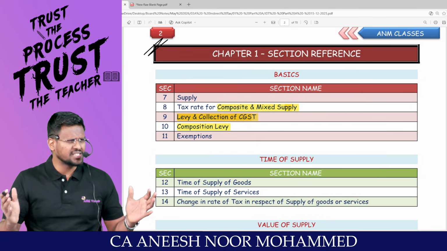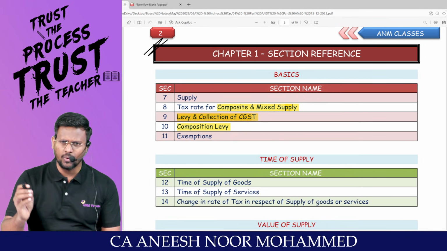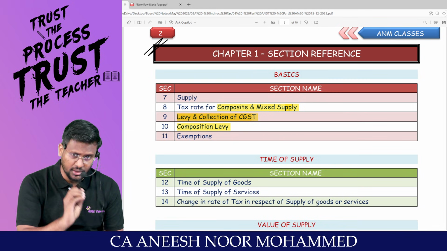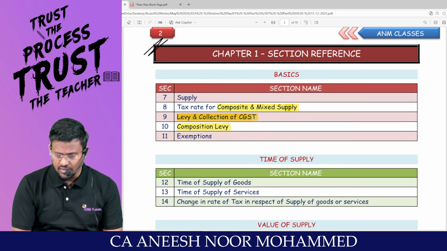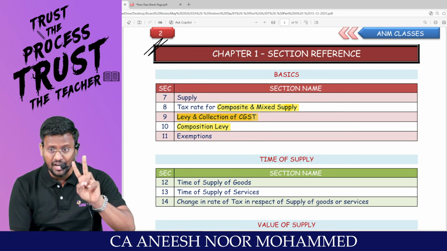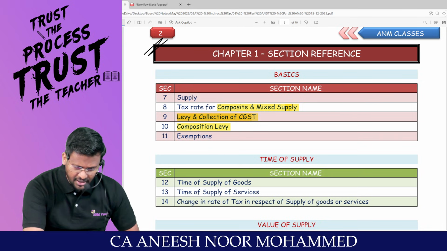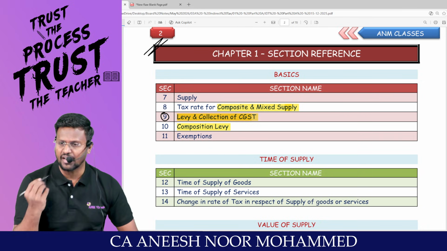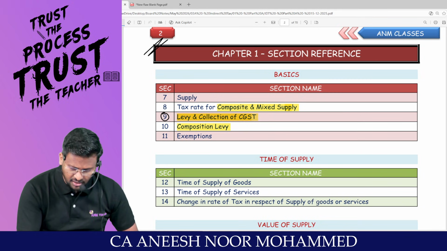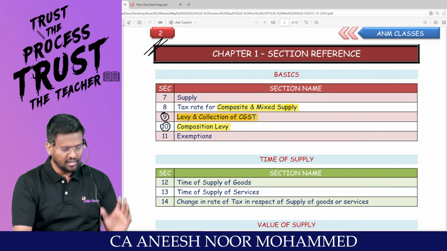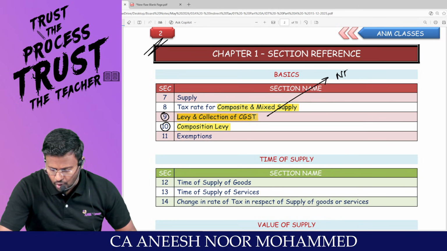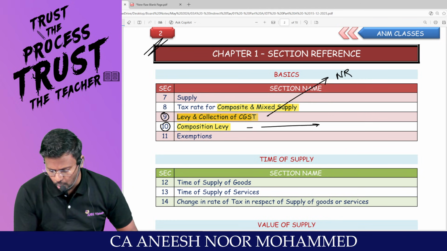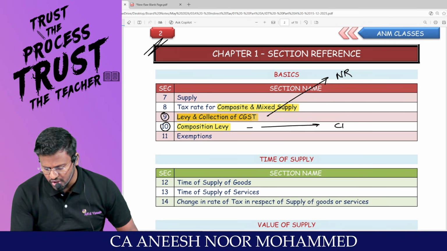We all know that the GST Act is one of the easiest taxes as compared to the Income Tax Act. My dear lovable students, we are having two routes. A taxpayer can either travel through the Section 9 route or through the Section 10 route. The Section 9 route is otherwise called the normal route and the Section 10 route is otherwise called the composition route.